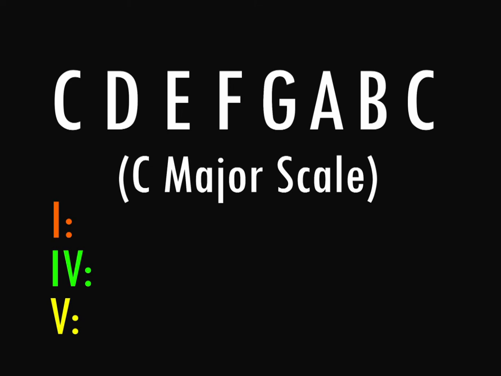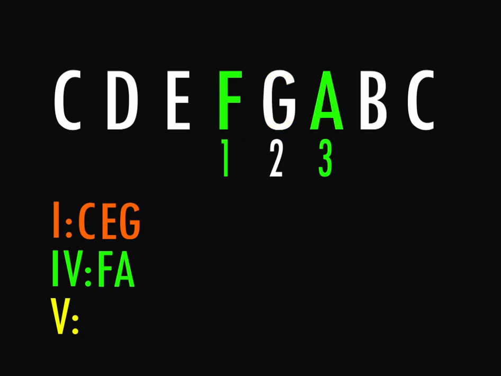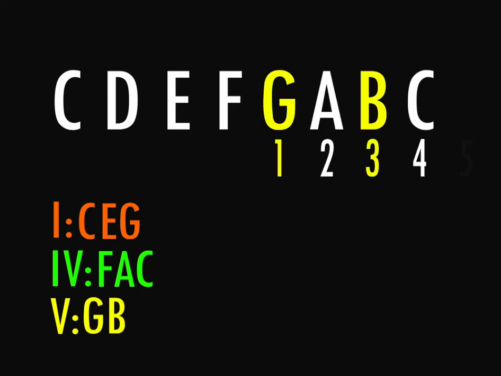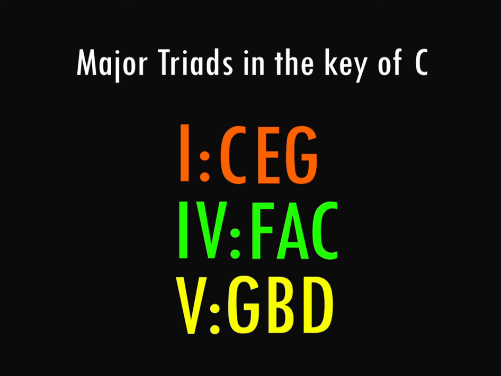If we start on C and count up, we can easily identify the 1, the major third, and the perfect fifth that will make up our C major triad. We can also do this with our F and G, since they are our 4th and 5th in the key of C. We can start on F and count up to A, which is our 3rd, and then to C, which is our 5th. Then, starting on G, we can count up to B, which is our major 3rd, and then to D, which is our 5th, up from G. And now we have the notes that make up our C, F, and G triads.